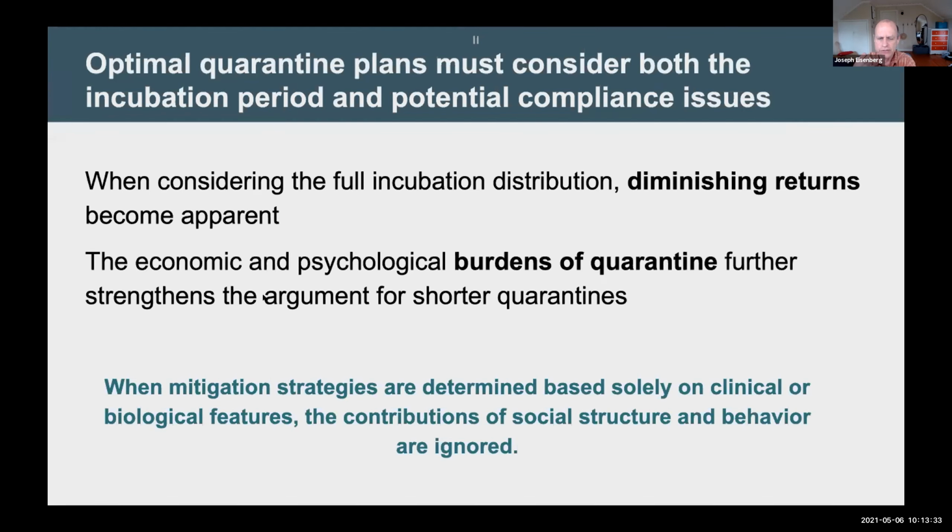And I just want to close by emphasizing this fact: when mitigation strategies are determined solely by clinical or biological features and ignore the social and behavioral structures, we get a misleading sense of what the optimal interventions are. I've seen this over and over again with COVID. I've seen this over and over again in thinking about waterborne pathogens, that our focus is often on these biological and clinical features and not on understanding the social structure behind this.